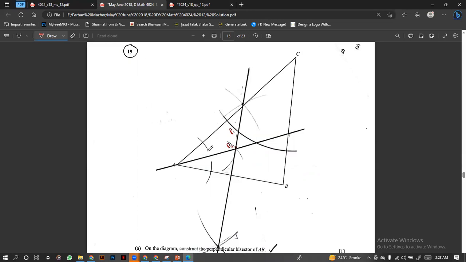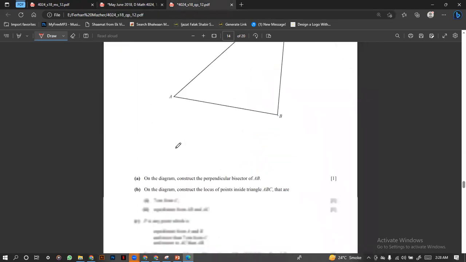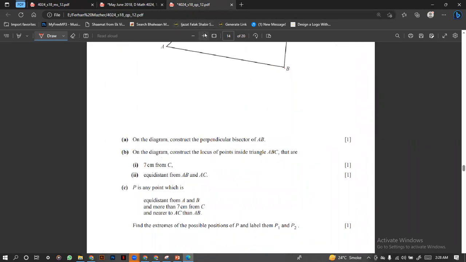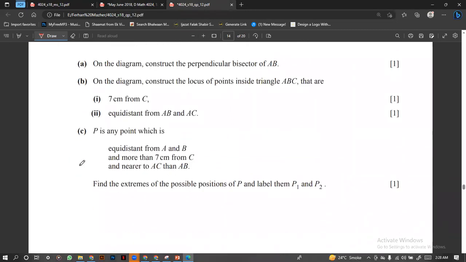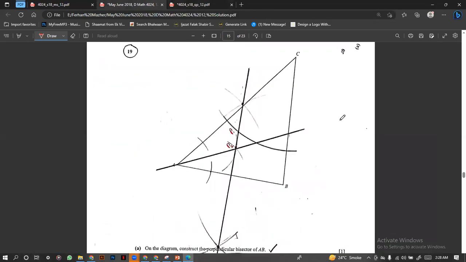Okay, so then what do they say? They are saying, on the diagram, construct the locus of the points inside the triangle ABC that are 7 centimeter from C. 7 centimeter from C means you draw a circle. So I put my compass on C, open the compass 7 centimeter, and I draw this circle. You can see this circle.